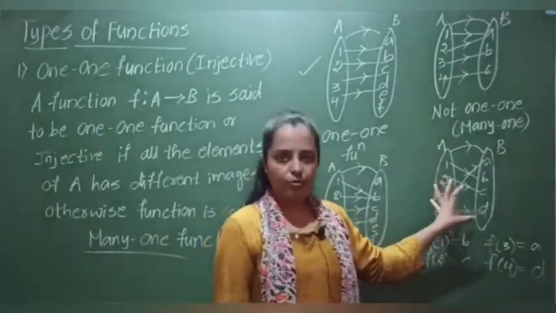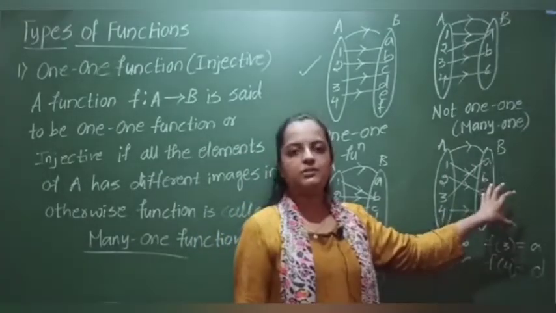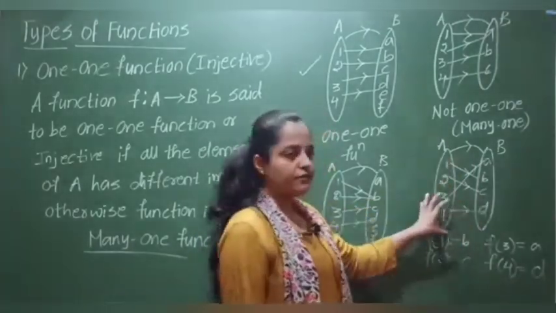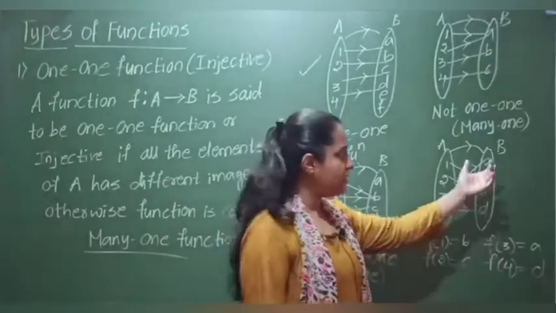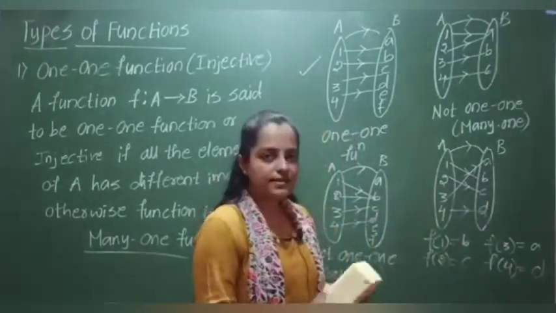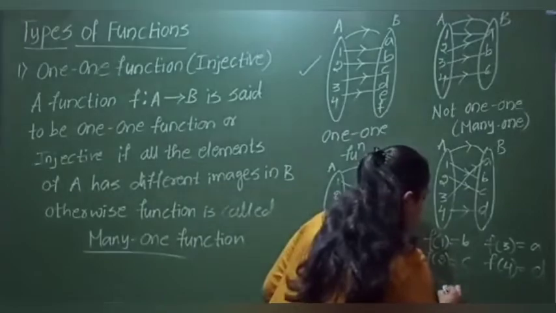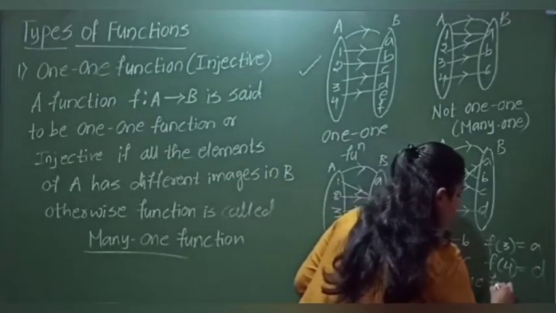All the elements of the domain should have different images in the codomain. All the elements of the domain are having different images in the codomain. Therefore this is a 1-1 function. Hope you are all getting this one. What is a 1-1 function?